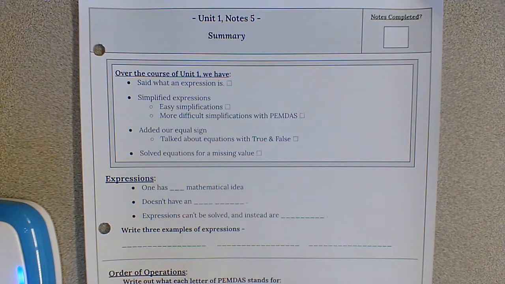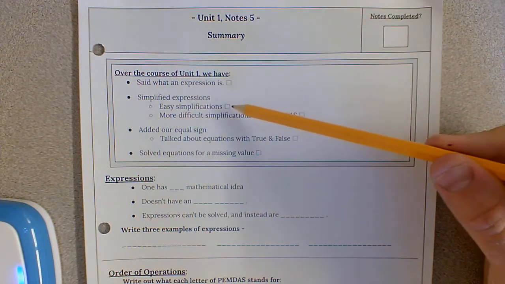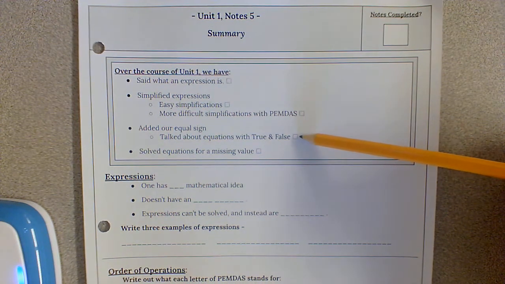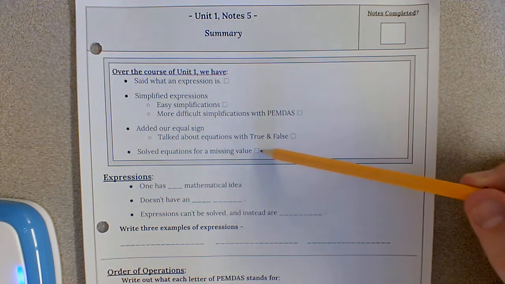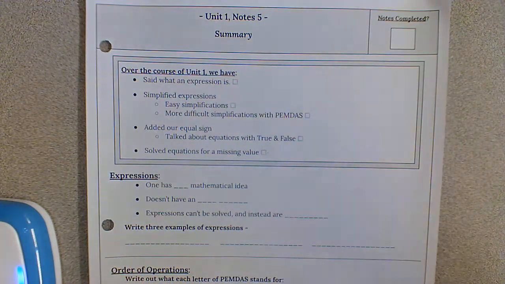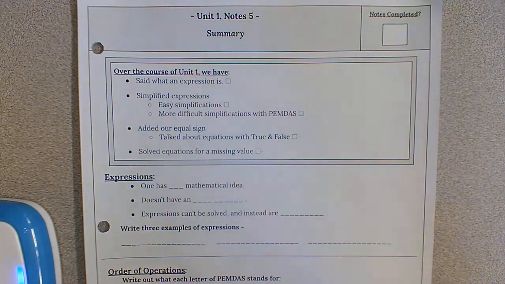What these notes are, instead, are a way for you to make sure you know everything, which is why we start off with a checklist. So, go through what you already have, make sure you know what an expression is, how to simplify easy expressions and difficult ones with PEMDAS, know what true and false means for an equation and why that matters, and if you got a missing value, how to solve it. If you can do all of those things, you are set for the summative. But I also want to make sure you know what you're doing, so that's what these notes are for.